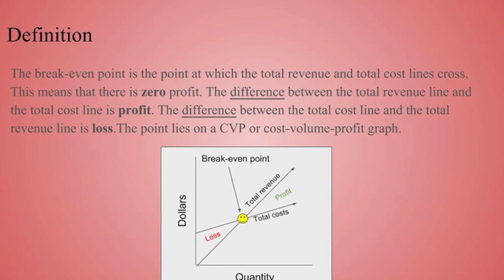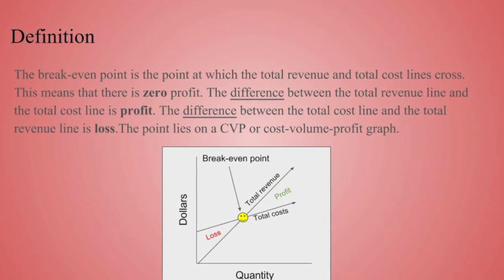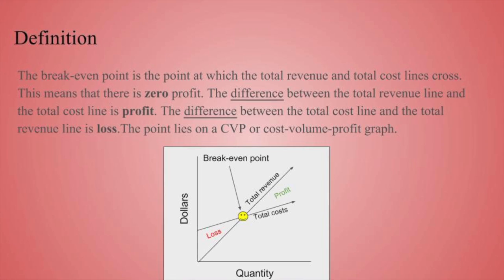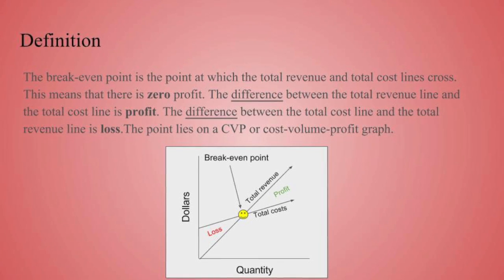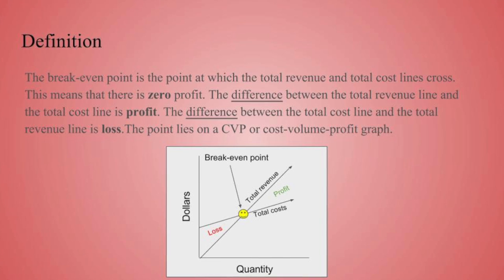The point lies on a CVP graph, or cost volume profit graph. On the graph shown below, the smiley face represents the break-even point. It is the intersection of the total revenue line and total cost line. The profit and loss areas are shown.